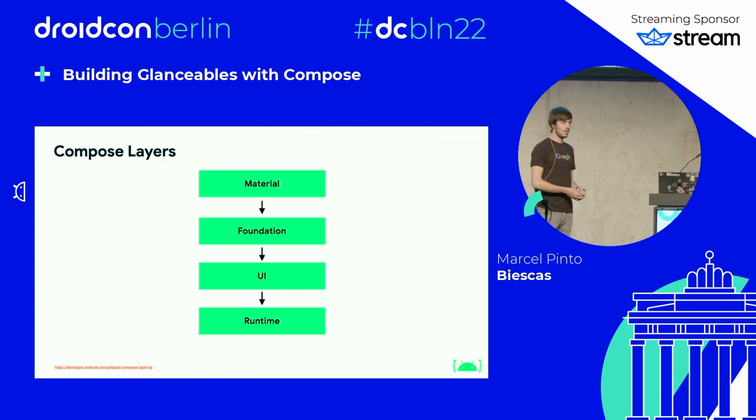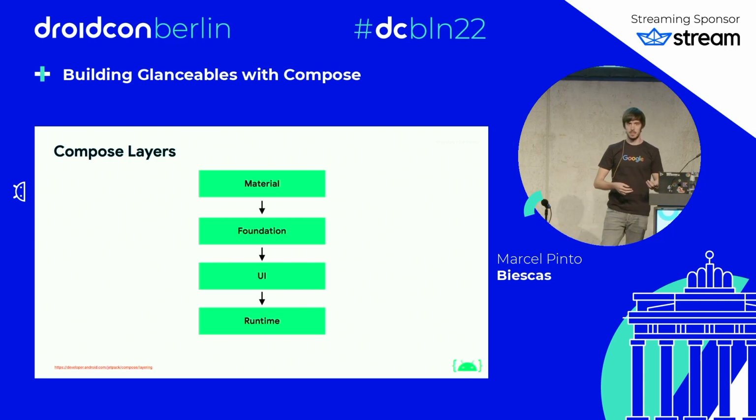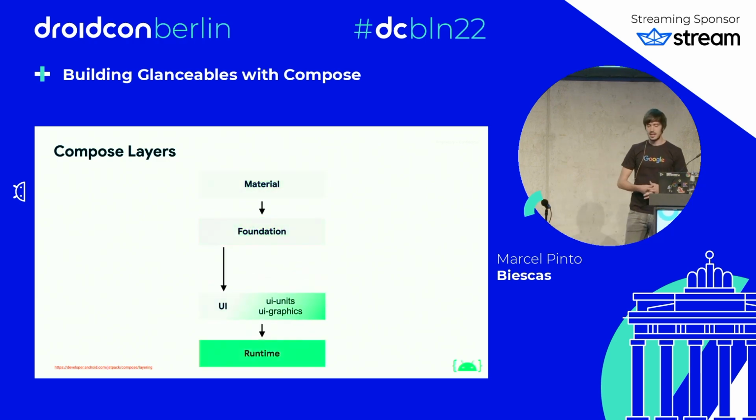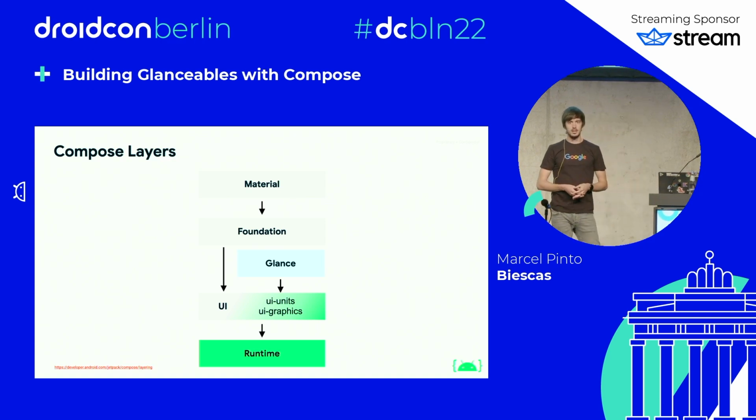On top of foundation, you can build other types of layers that are more opinionated and define a more specific set of design, for example, the material layer. So Glance actually falls in between those. It uses partially the UI layer, and then it uses the runtime to actually translate its own definition of composables into the actual platform. So the difference between Jetpack Compose and Glance is that on Jetpack Compose, you're actually rendering on a canvas, and on Glance, you're actually just translating the definition of your composables into the actual platform components.